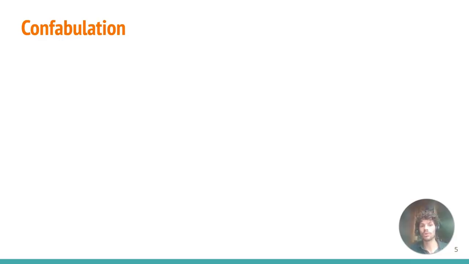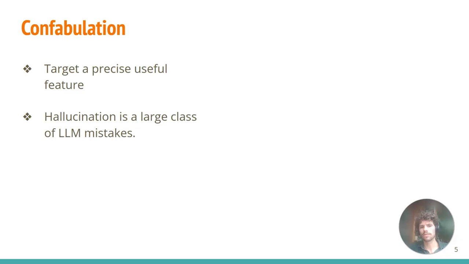In our case, we want to target a very precise feature, but that is also very useful because a lot of people encounter it. Hallucination is a very wide class of LLM mistakes, from misconception in general knowledge towards associating two elements in a confused way or predicting something in the future that it doesn't know. There are a lot of different possible things that are attributed to hallucination.